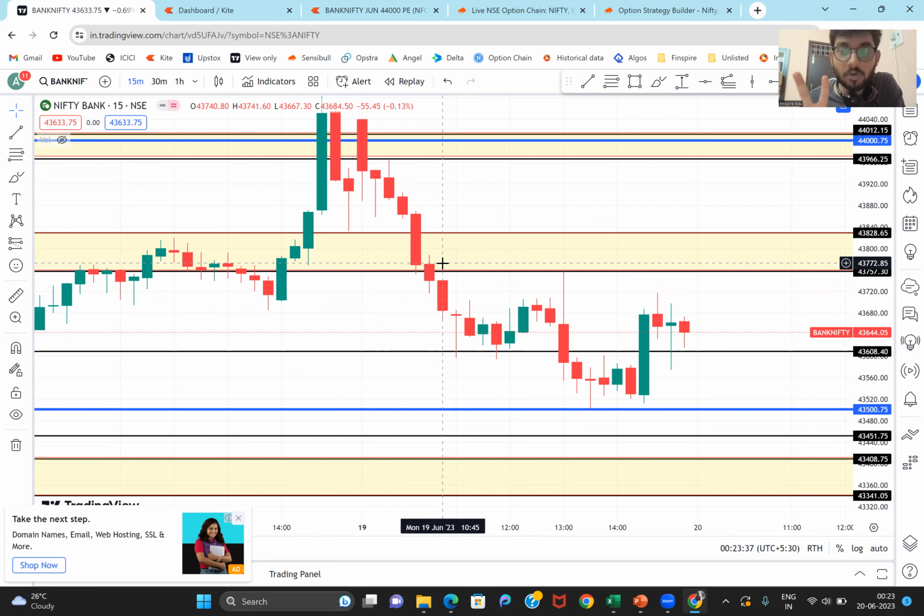So basically in the market, there are two options: a call option and a put option. If the market is going down, you buy a put option. If the market is going up, you buy a call option. Then you get profit in both ways. In this particular case, the market is going down, so we will buy a put option.